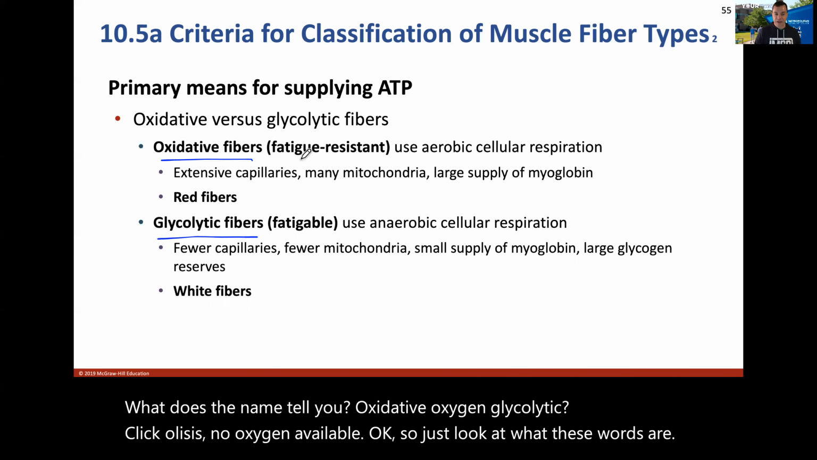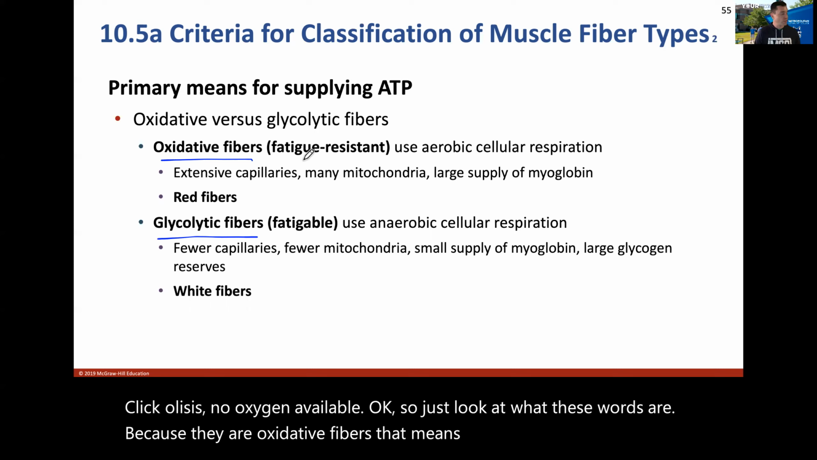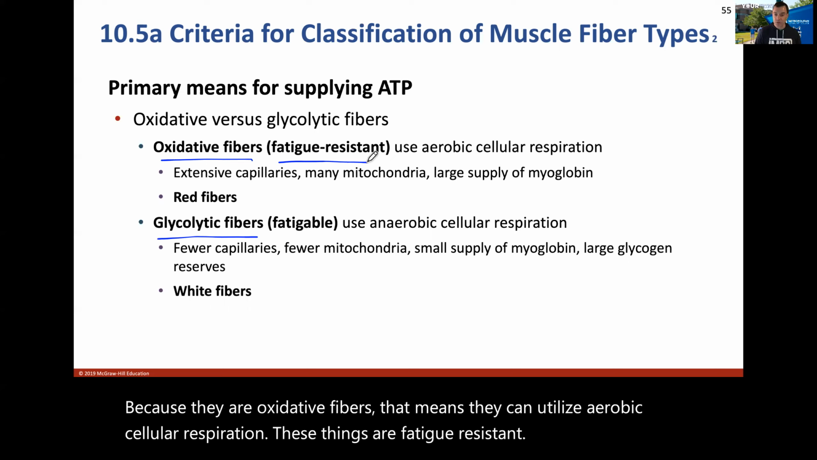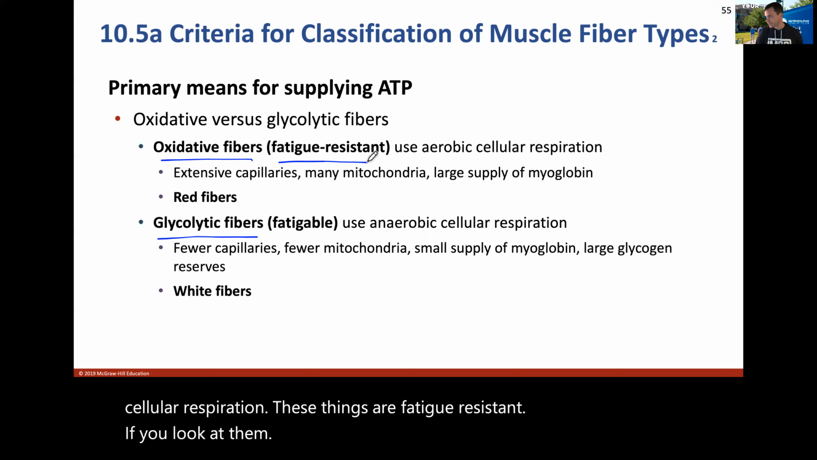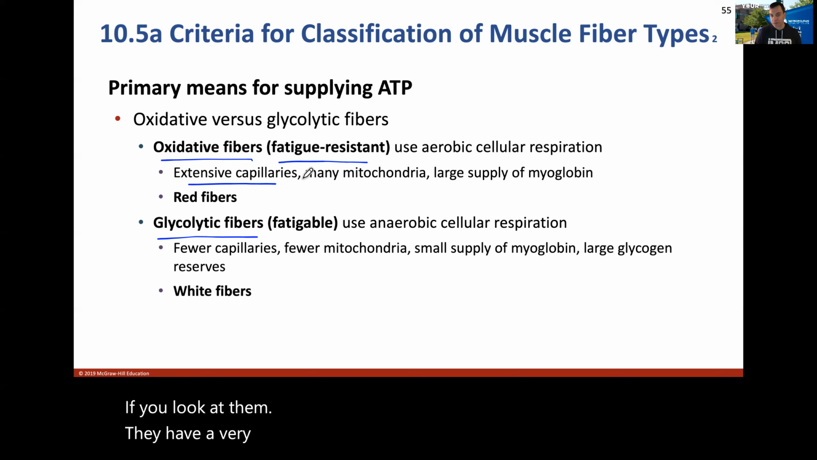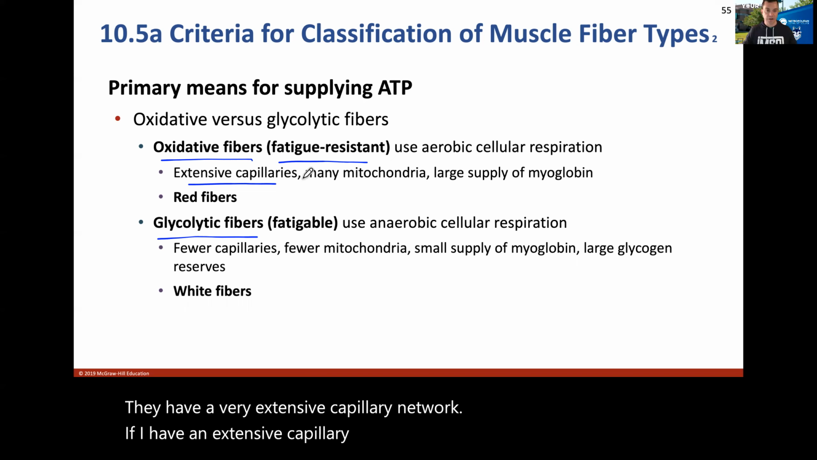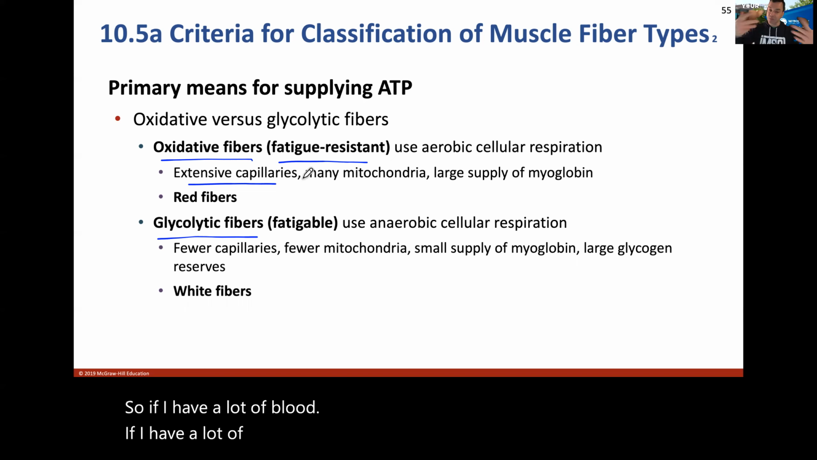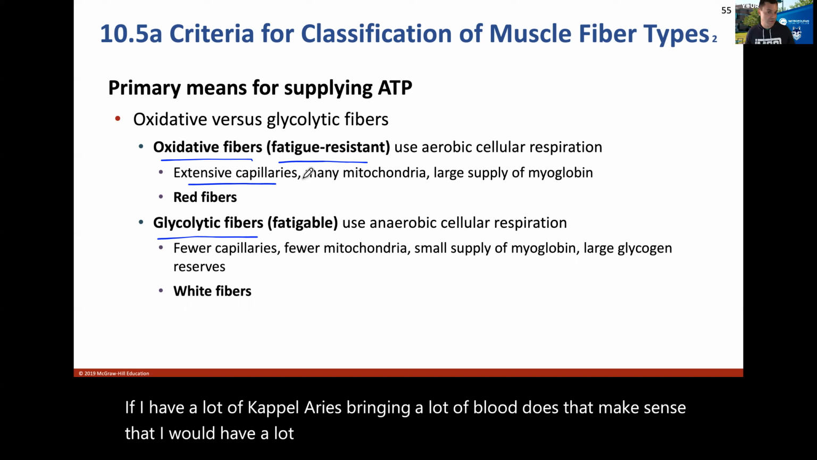Because they are oxidative fibers, that means they can utilize aerobic cellular respiration. These things are fatigue resistant. If you look at them, they have a very extensive capillary network. If I have an extensive capillary network, what do capillaries carry? Blood. So if I have a lot of capillaries bringing a lot of blood, does that make sense that I would have a lot of oxygen available then?